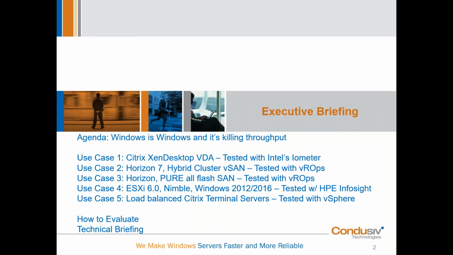So the agenda here, we're really going to look at the use cases up front first. We've got 5 of them to show you, all real world, all benchmarked with third-party tools, and then we're going to go into that executive briefing that I mentioned.